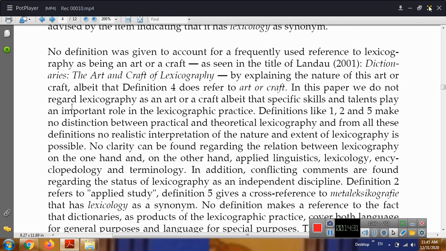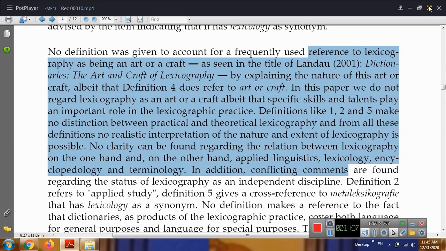No definition was given to account for a frequently used reference to lexicography as being an art or a craft, as seen in the title of Landau's book Dictionaries: The Art and Craft of Lexicography. Here you can see another definition for lexicography, explaining the nature of this art or craft, albeit that definition 4 does refer to art or craft. Here we have an explanation about that definition.